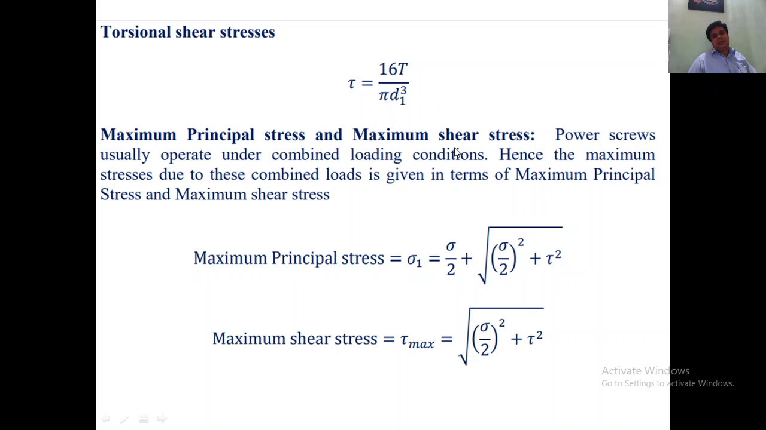And coming to maximum principal stresses and maximum shear stresses, again you learnt in mechanics of materials how to calculate the maximum principal stresses when the loads are acting in x direction and y direction with a two-dimensional set of stress, or 2D stress. In this case, the stress is acting in one direction, so we take only sigma by 2. The equation is reduced to sigma by 2 plus root of sigma by 2 square plus tau square, where tau is the shear stress. This is the maximum principal stress sigma 1, and tau max is nothing but the root part of the equation. This is the maximum shear stress acting on the screw rod. All these are equations from the mechanics of materials course.